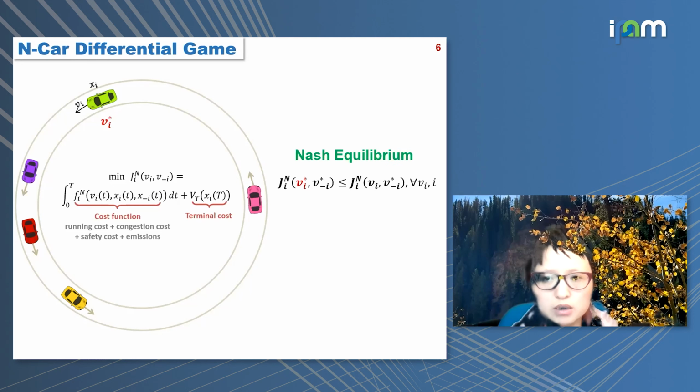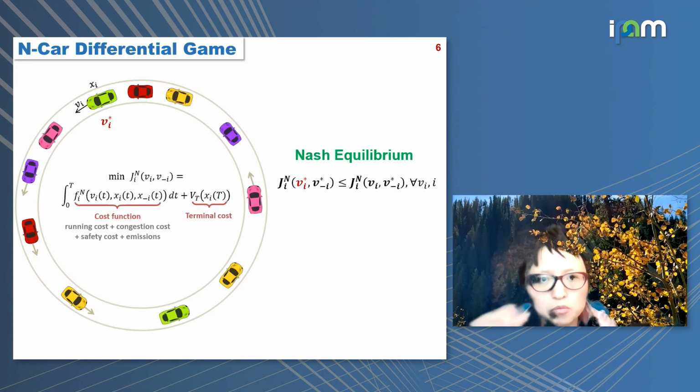And our interest is the Nash equilibrium. So how do we define this equilibrium? Basically, J of v_i star should be the minimum when the others' velocities are held fixed. And this condition should hold for all the cars. Then we know the Nash equilibrium is reached. But the question is, if we increase the number of cars, and we still want to solve the Nash equilibrium for the control of each car, this becomes not scalable.